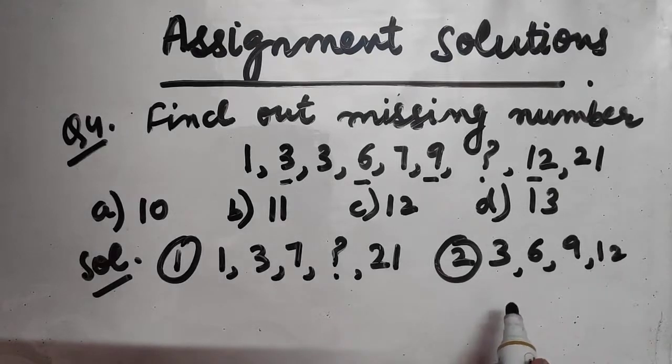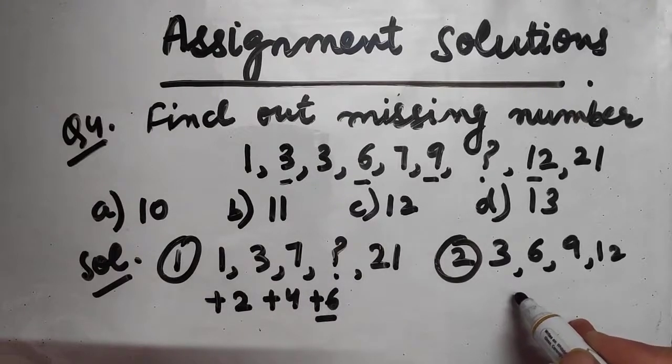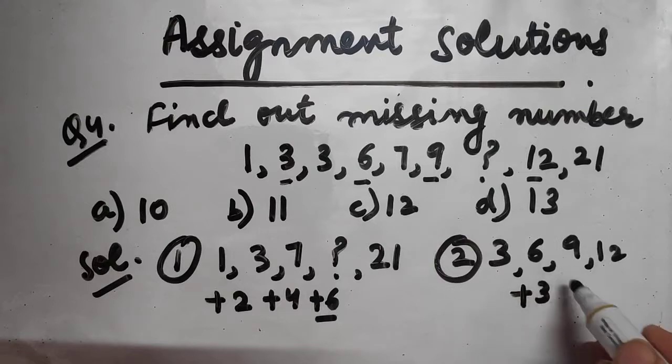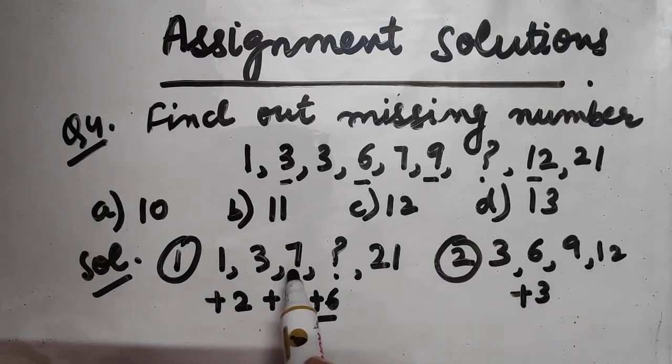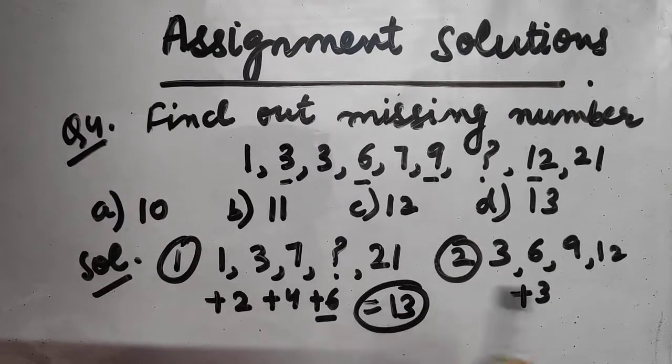These are the two series, and the pattern followed in the first is that we are adding plus 2, plus 4 and then plus 6 to get the number in place of this question mark. And in the second series the pattern followed is plus 3. Every time 3 is being added. So if I add 7 plus 6, the answer comes out to be 13. So 7 plus 6 will be 13.